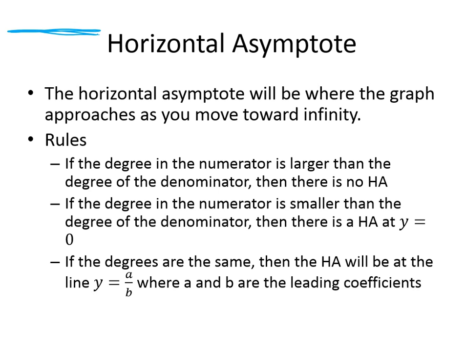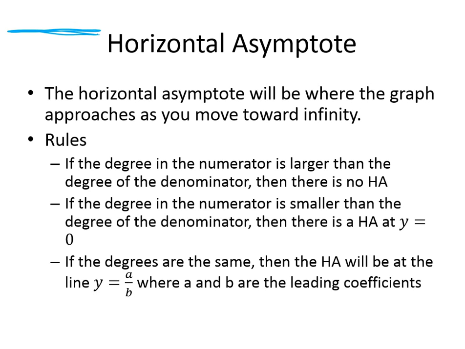If the numerator is smaller than the denominator, then you have a horizontal asymptote and it's at y equals 0. So if the top is smaller than the bottom, you have an asymptote at y equals 0.